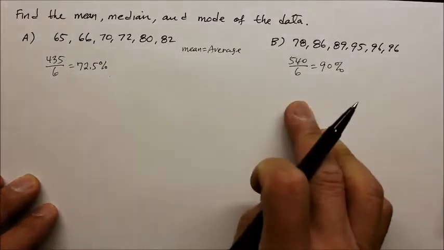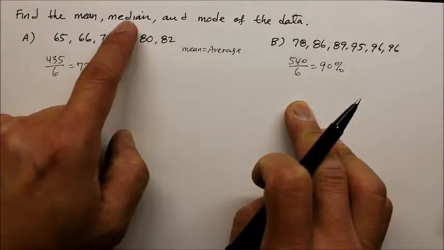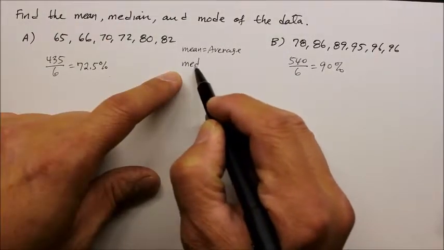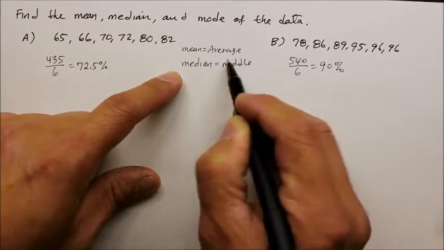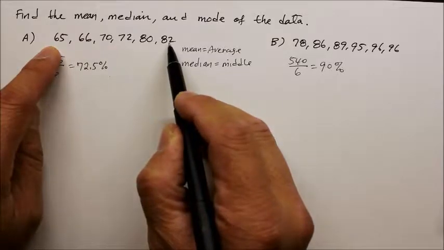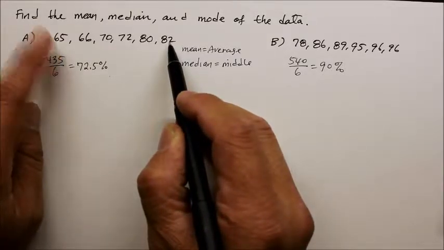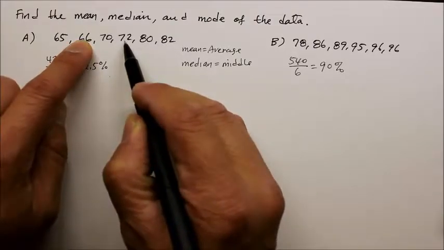Wow. Now it's just to find the median. The median is actually the middle of the data. And how do you find that? Well, you simply count towards the middle from one end to the other. From the lowest part to the highest part, you count in.